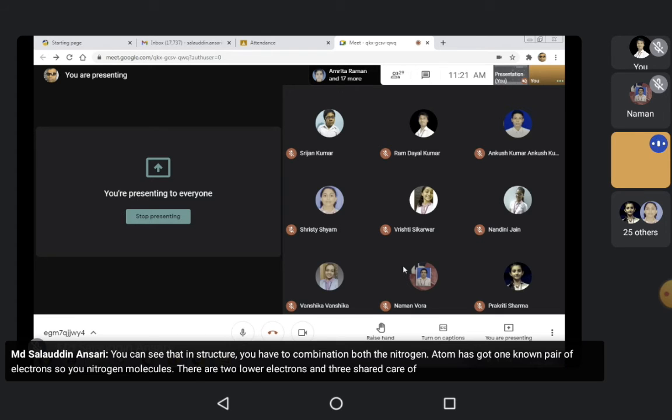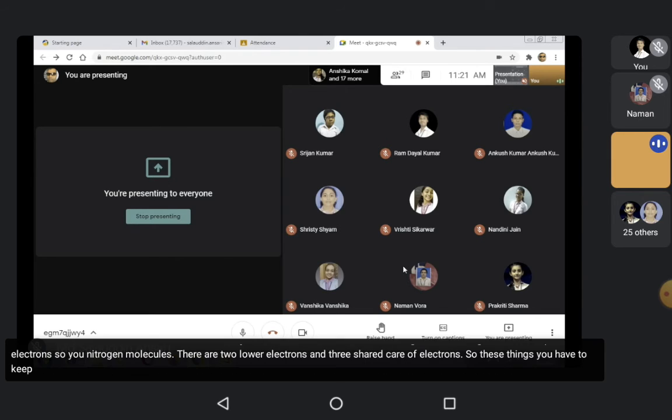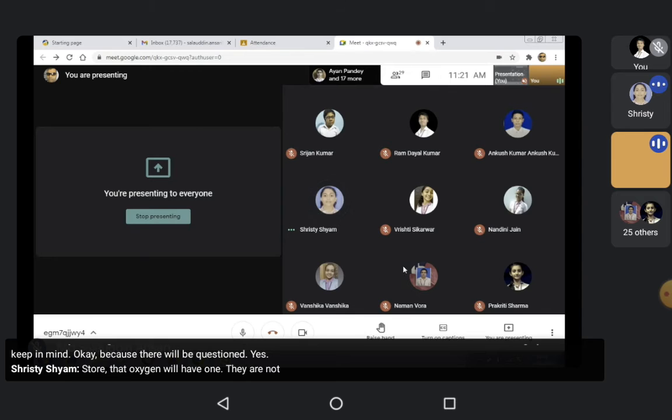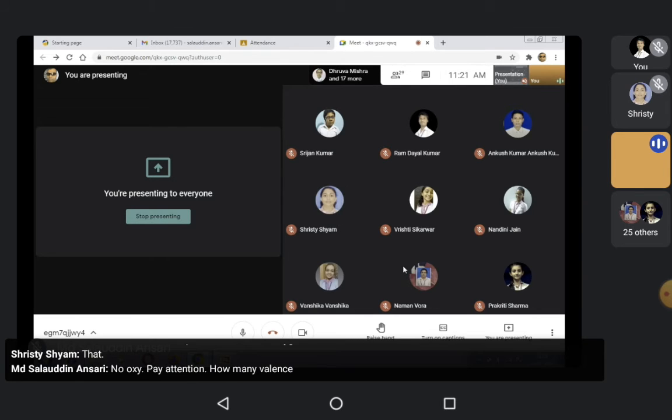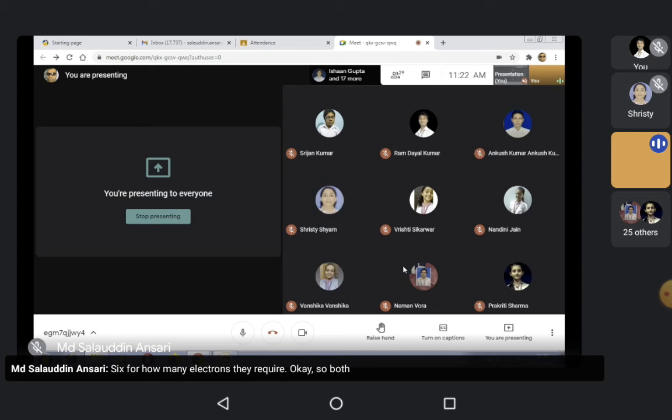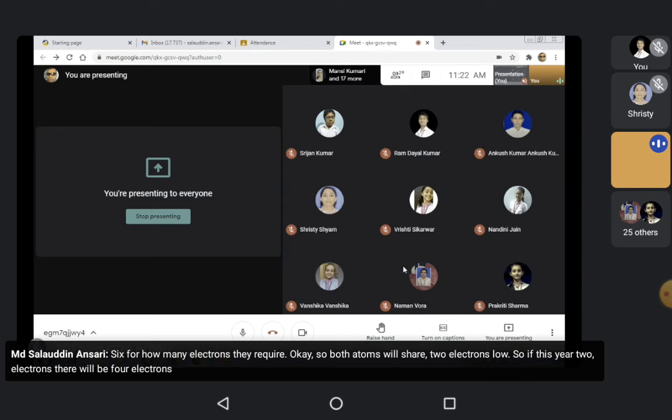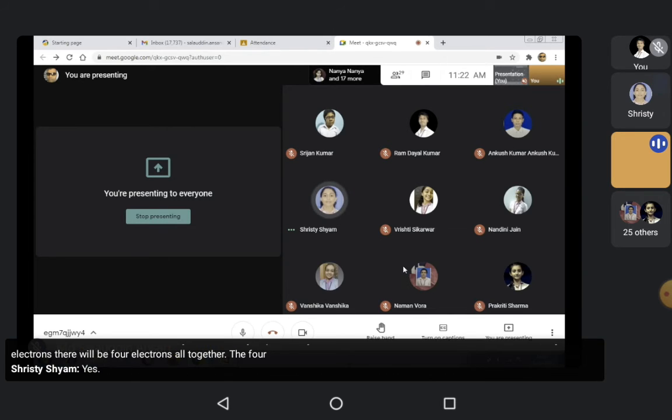And three pairs of electrons. So these things you have to keep in mind. Okay, the oxygen will have one pair now. Two oxygen atoms. How many valence electrons are present in an oxygen atom? 6. So how many electrons do they require? 2. Okay, so both the atoms will share two electrons. If they share two electrons each, there will be four electrons altogether, so four electrons means two shared pairs.